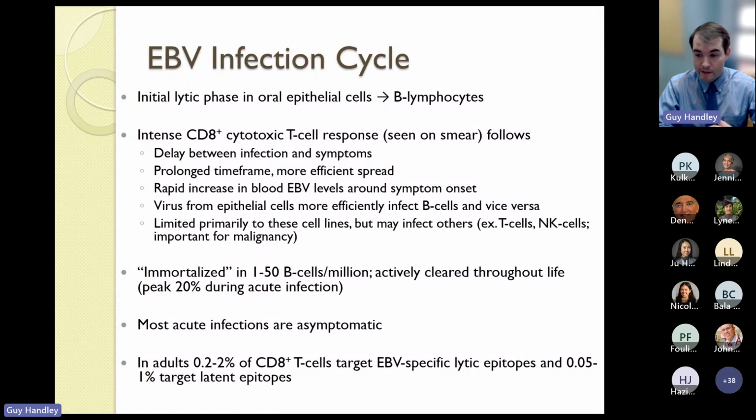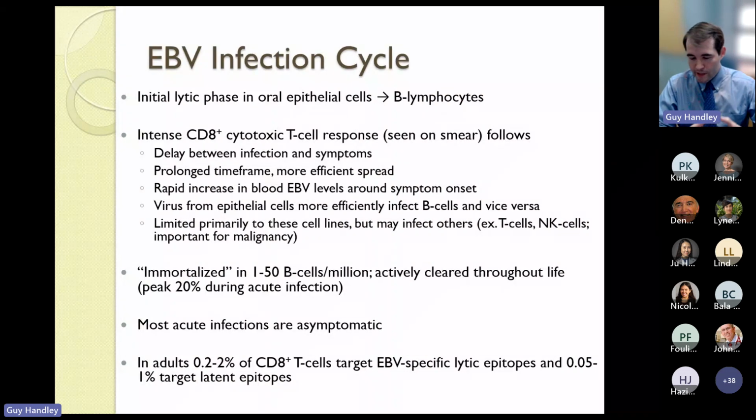Most people are actually completely asymptomatic, though, when you're infected. I think everyone's seen cases of acute mononucleosis, which is the most common presentation when you do have symptoms, but the majority of people will not have any symptoms and just seroconvert throughout their life.